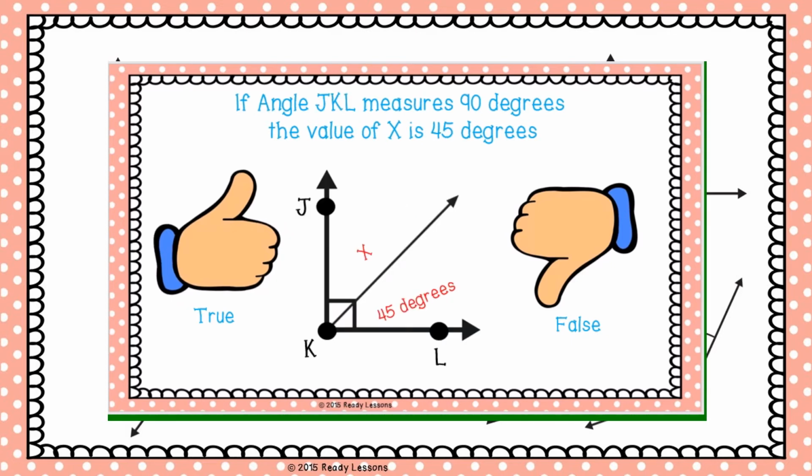All right. If angle JKL measures 90 degrees, the angle of x is 45 degrees. Pause the video, solve for x, start again, and check your answer. All right, now that you've solved, let's look at it. 90 degrees minus 45 degrees equals 45 degrees. So yes, this is true. X does equal 45 degrees.